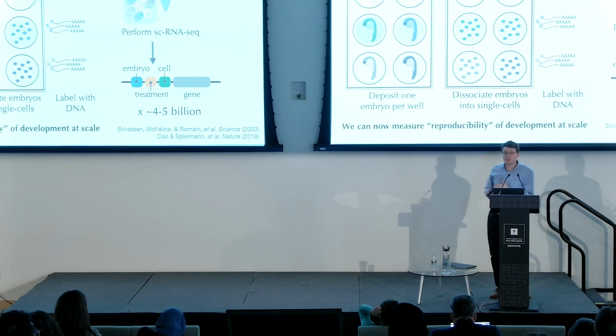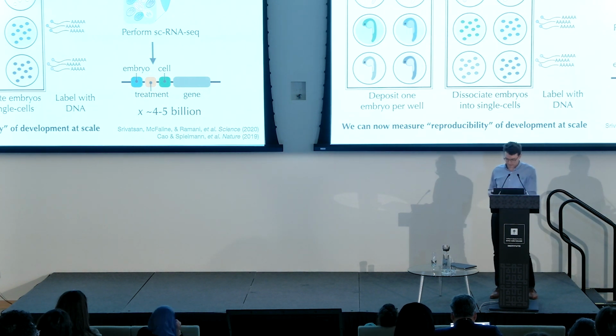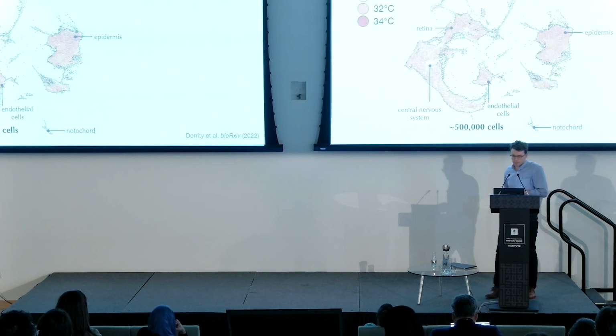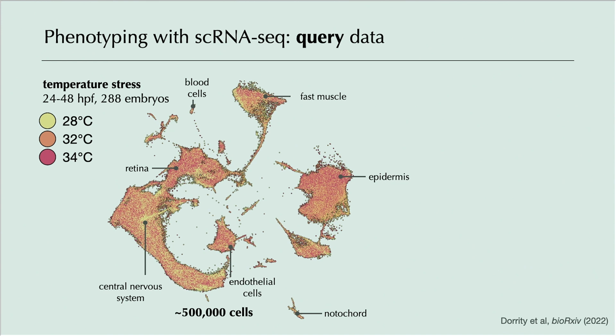So for the first time, you can kind of see the reproducibility of development. We can get replicates. So we use this approach to make an atlas of temperature stress during the first couple days of zebrafish development, looking at a few hundred embryos at these 3 different temperatures.